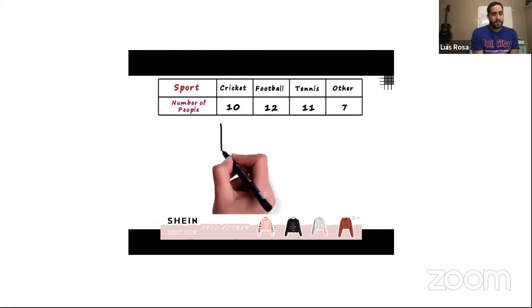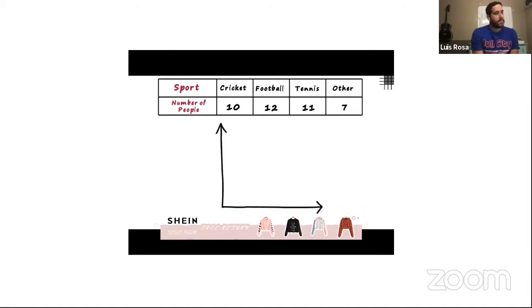So we draw the X and Y axis. We write the names of the sport on the X-axis and the number of people on the Y-axis. The 4 categories on the X-axis would be cricket, football, tennis, and other sports.